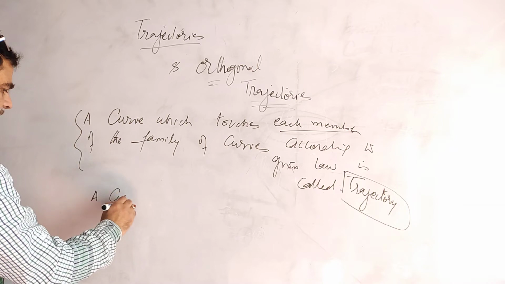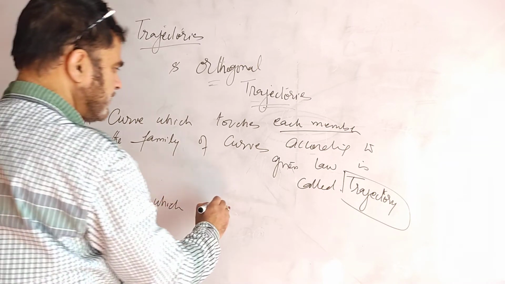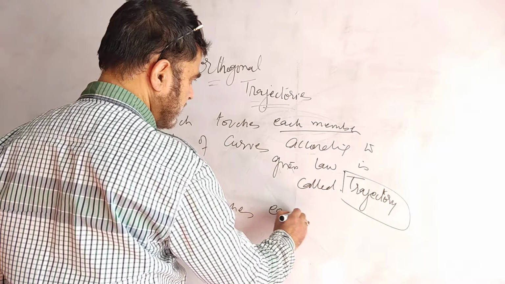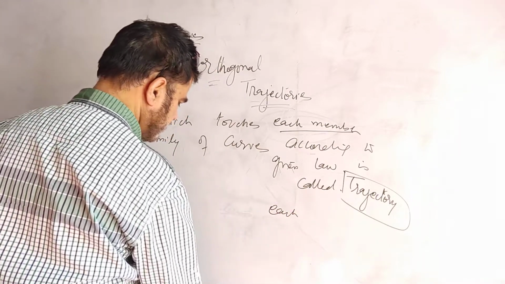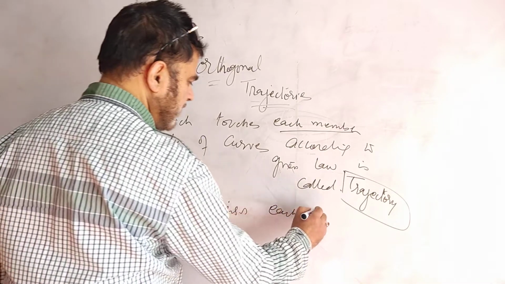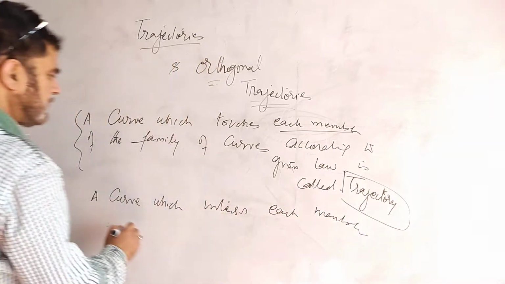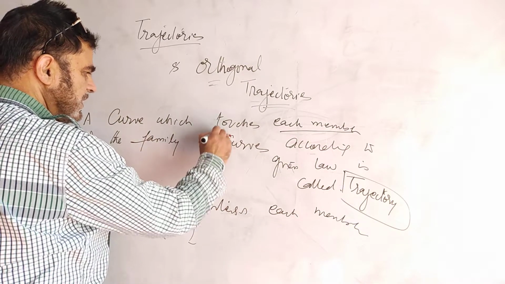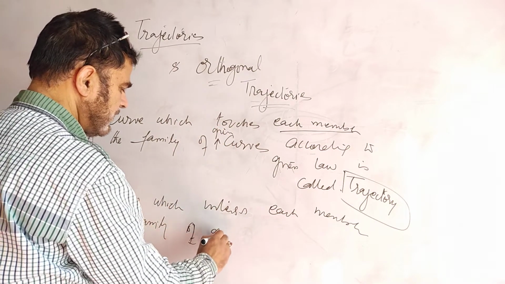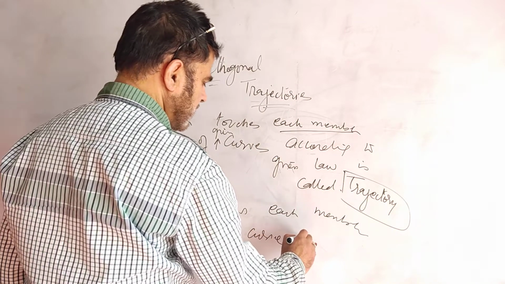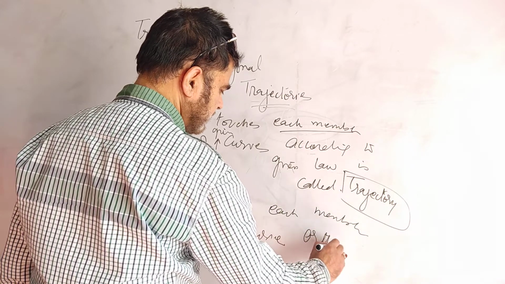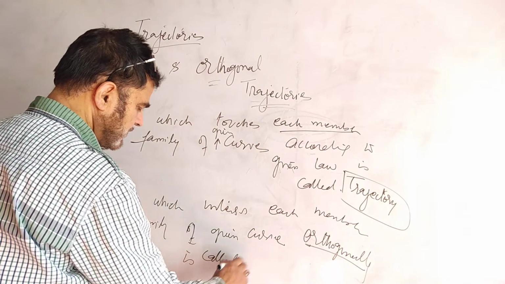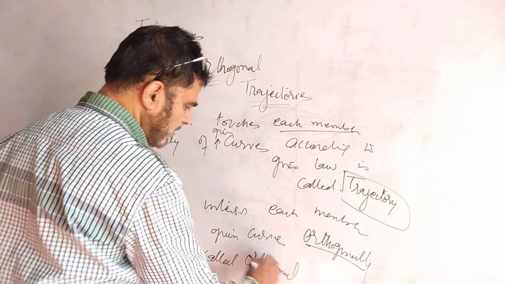A curve which touches or intersects each member of the family of given curves perpendicularly or orthogonally is called an orthogonal trajectory.